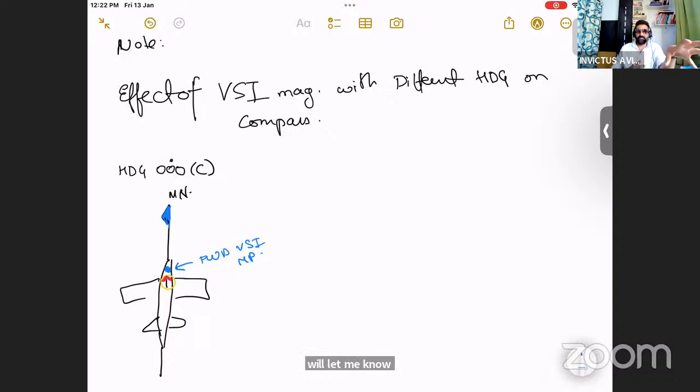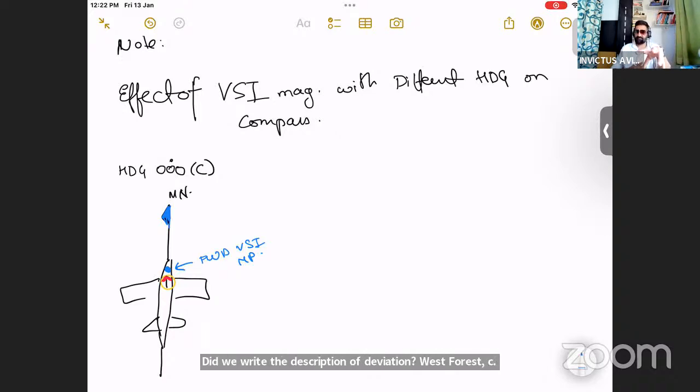Did we write the description of deviation west for a CX3 will have a positive sign? Write this also. The description of deviation west, especially to be used when using CX3 for calculations, west deviation should have a plus symbol.